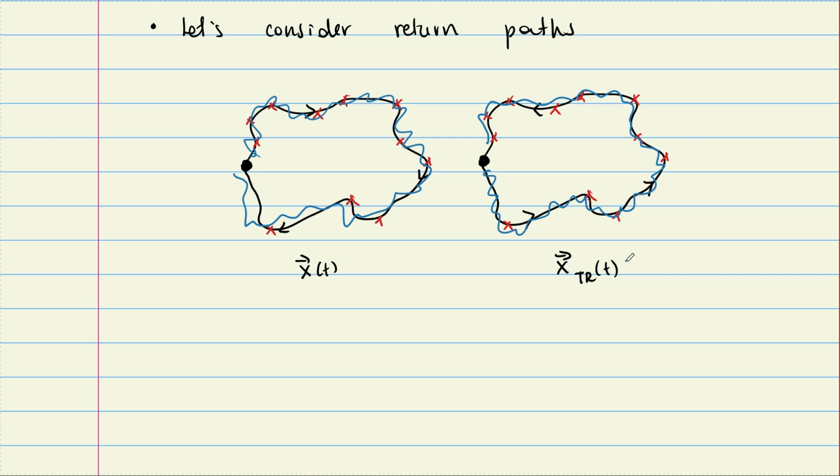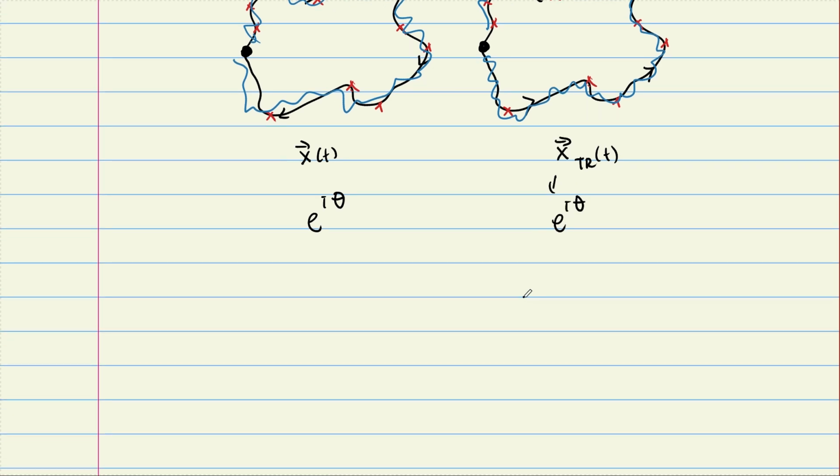And that means if the phase coming from this is e to the i theta, this is also going to be e to the i theta. They are going to have exactly the same amplitude, otherwise they would not be time reversal partners of each other. Therefore, we need to look at this thing.